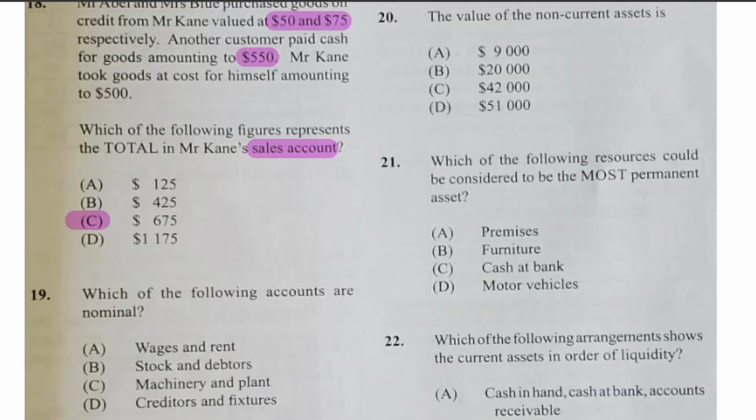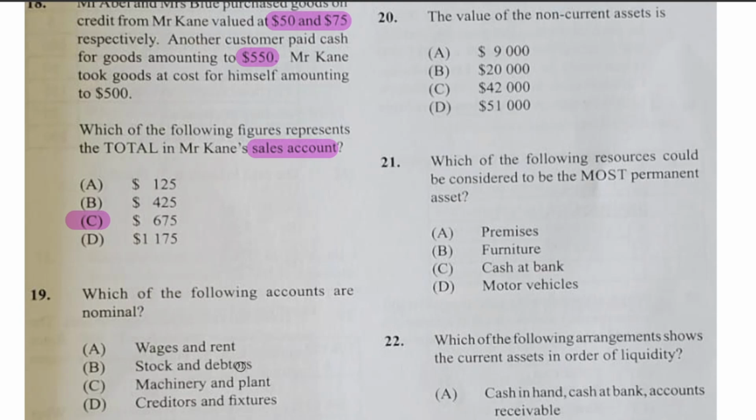Alright, so question 19: which of the following accounts are nominal accounts? So we have three main types of account: real, nominal, and personal. Nominal deals with income and expenditure, income and expenses basically. Real deals with assets, more than likely non-current assets, and personal accounts deal with names, so we'll have the receivables and payables.